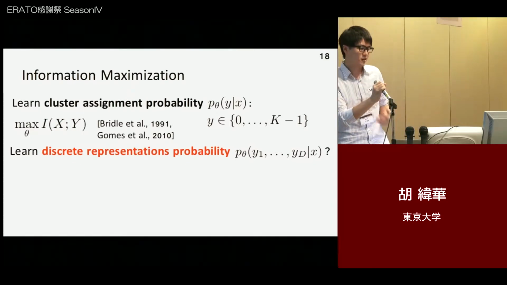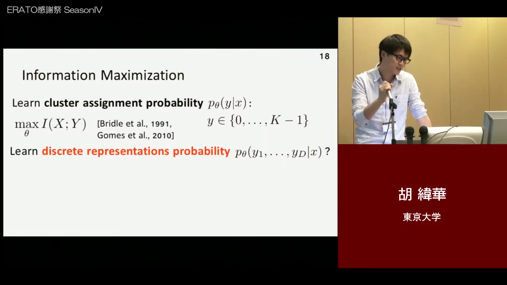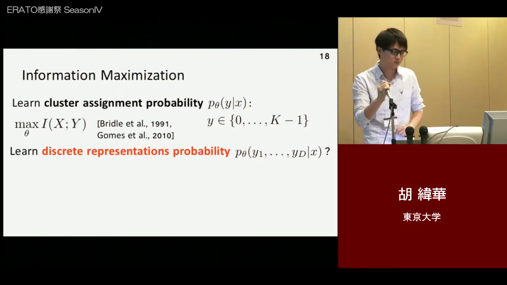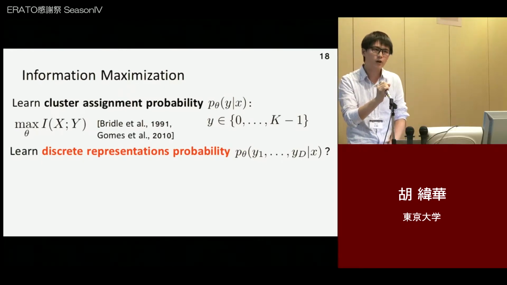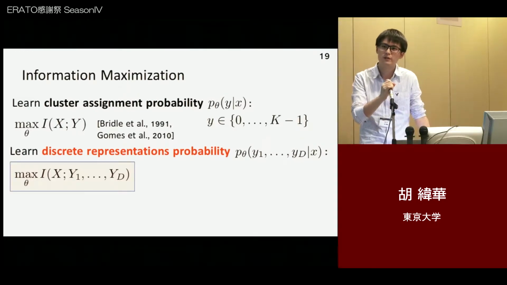Now we want to learn discrete representation probability, P of y1 to yd given x. D is the dimension of discrete representation. And our idea is quite simple. We can just maximize this quantity, mutual information between input data x and discrete representation y1 to yd.